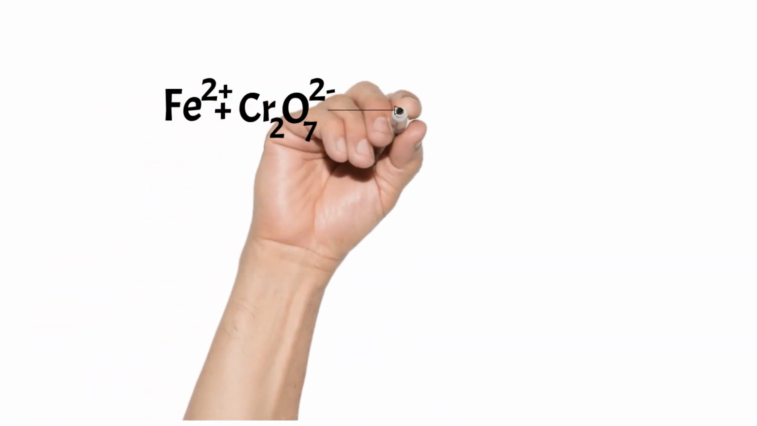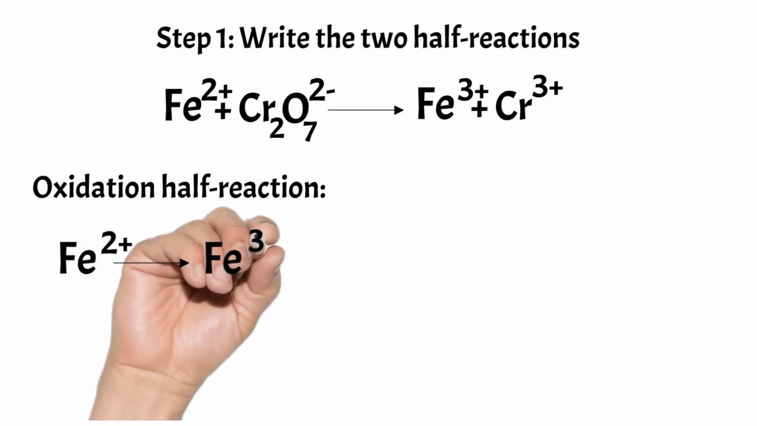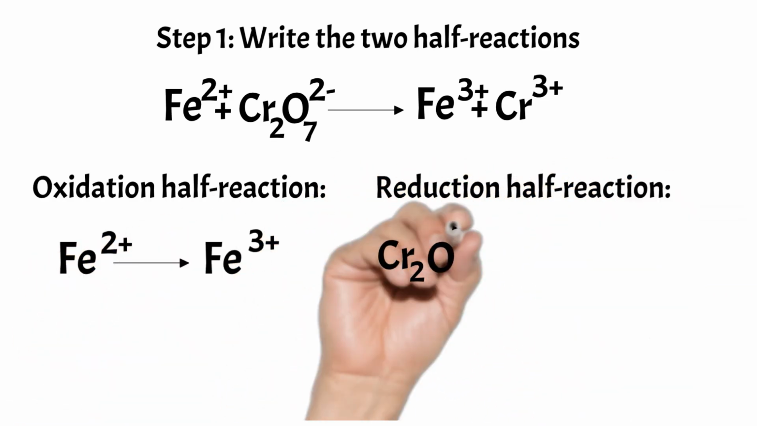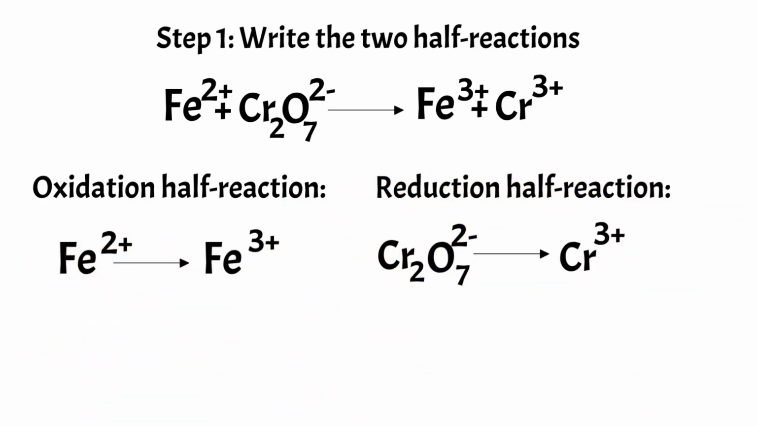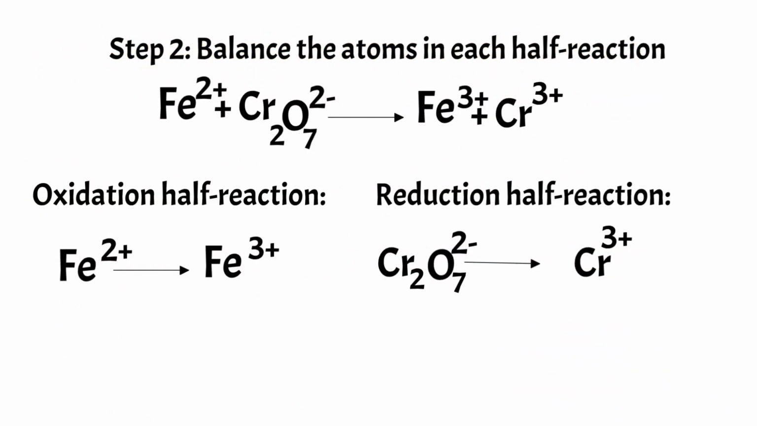Step 1. Write the two half reactions. First, separate the overall reaction into the oxidation and reduction half reactions. Step 2. Balance atoms in each half reaction.